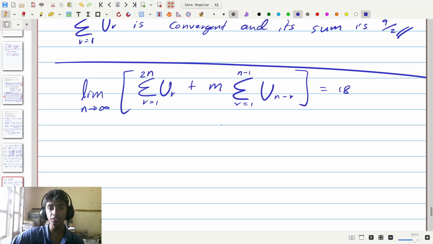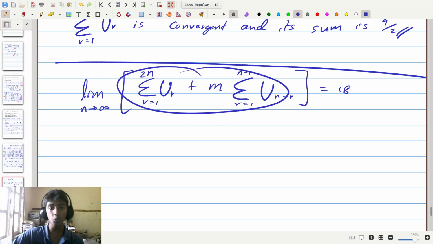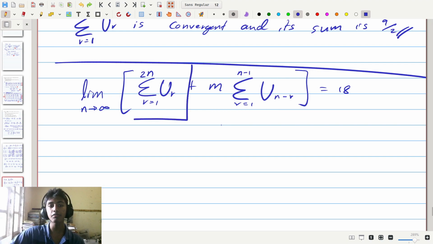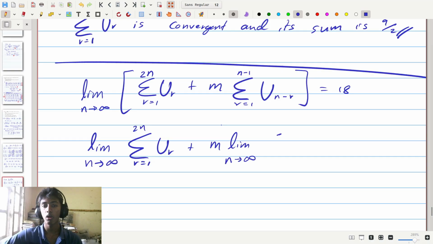Now if we consider this sum and this limit, we can see that this limit could be broken into two pieces, since the sum of the limits is the limit of the sum. So we could write that this is equal to the limit as n approaches infinity of the first sum, the sum from r equals 1 up to 2n of u of r, plus m times the limit as n approaches infinity of the sum from r equals 1 up to n minus 1 of u of n minus r. Now this needs to be equal to 18.